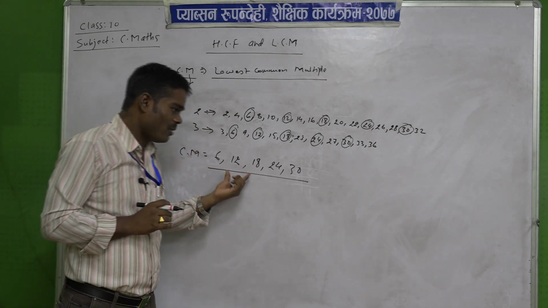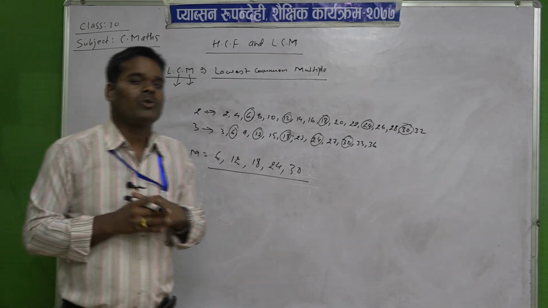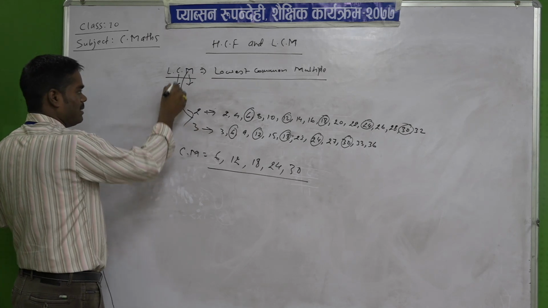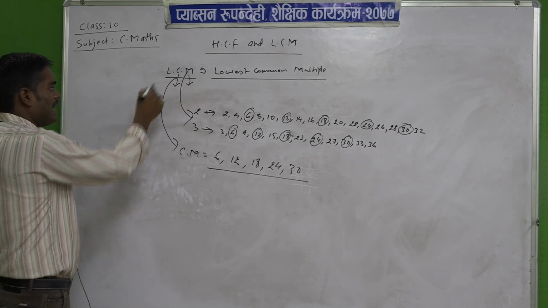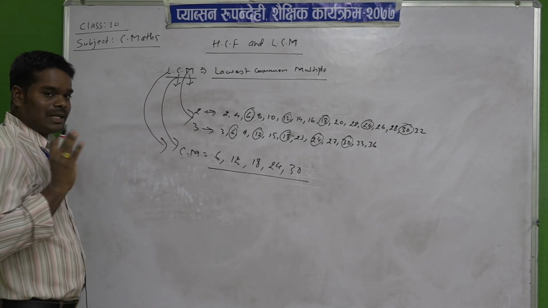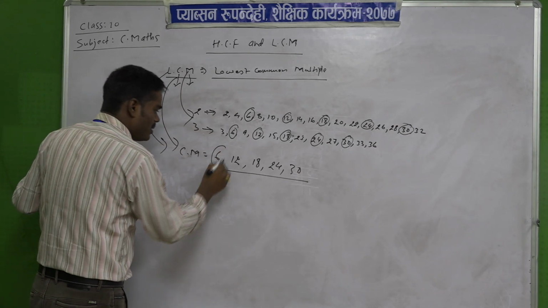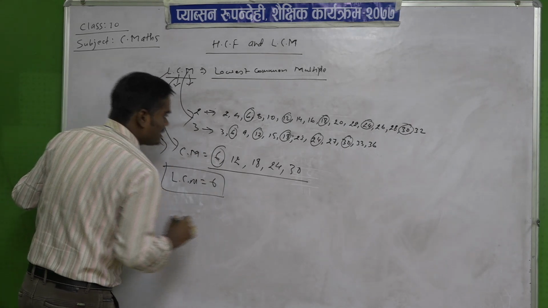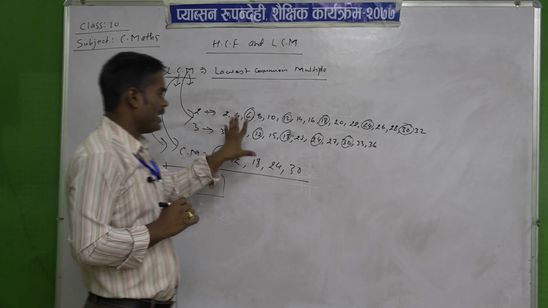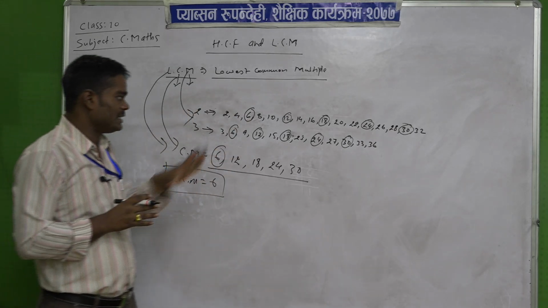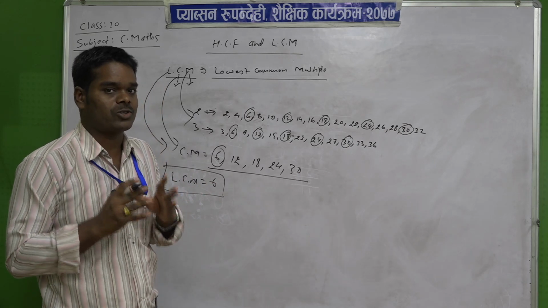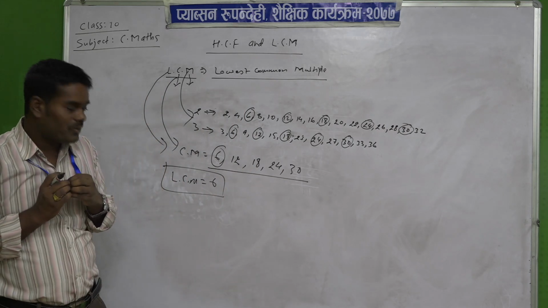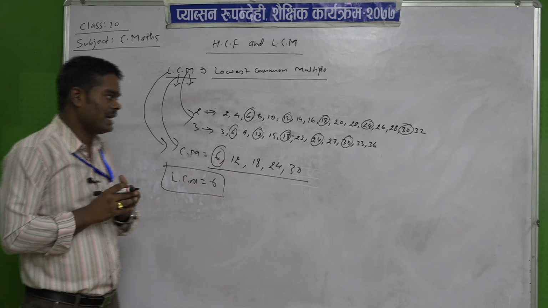So out of these common multiples, which one is the lowest one? We have found out the multiples, and then after we have found out the common multiples, and then we have to find out the lowest common multiple. So which one is the lowest common multiple? 6. So LCM equal to 6. This is the way to find out the LCM, and this is the basic concept of the LCM, means lowest common multiple. Among so many common multiples, which one is the smallest? That is the LCM.